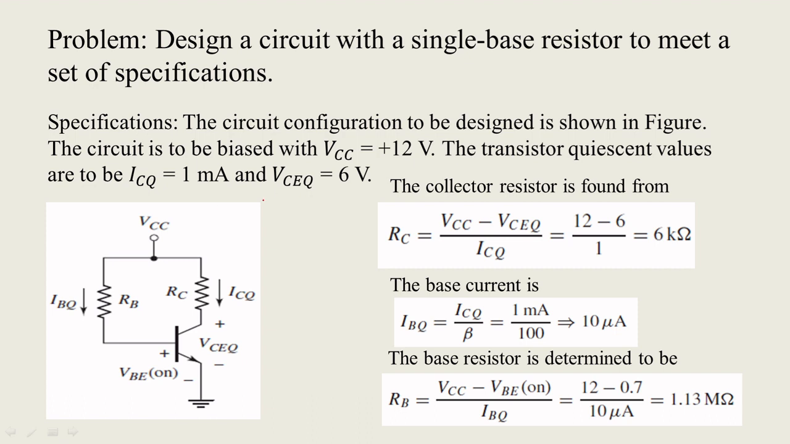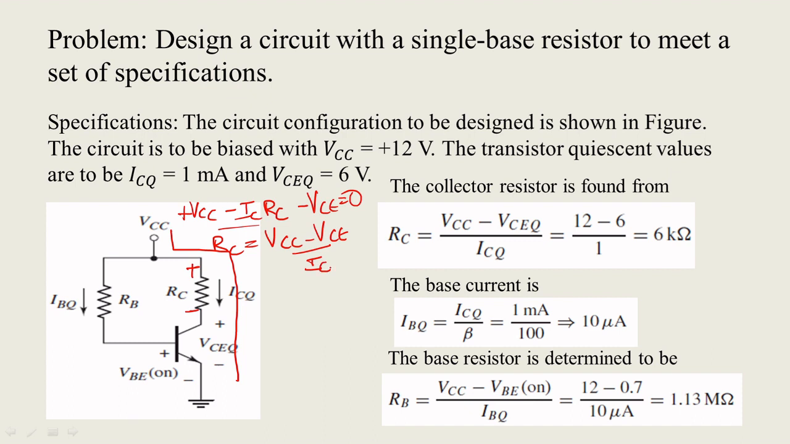First, we will apply KVL across the output loop. When you apply KVL across the output loop, what will you get? Plus VCC, entering at a plus, leaving at a minus, so minus ICRC. Entering at a plus, leaving at a minus, so minus VCE equal to 0. From this, I can get RC equal to VCC minus VCE divided by IC. I can write it as VCQ and ICQ because this is DC analysis, both are the same.